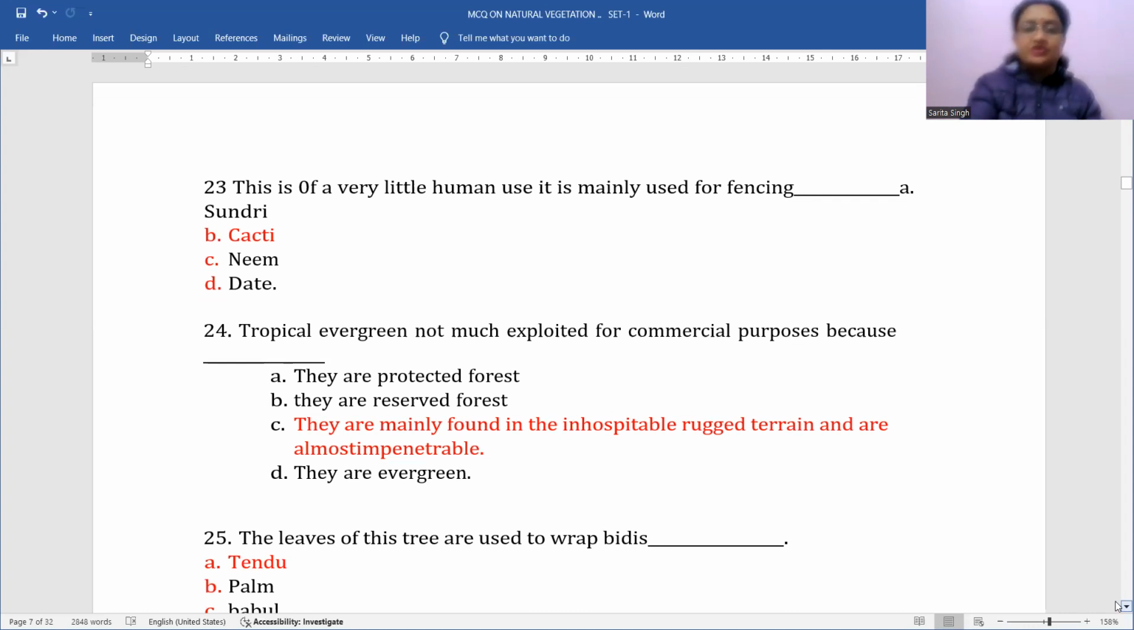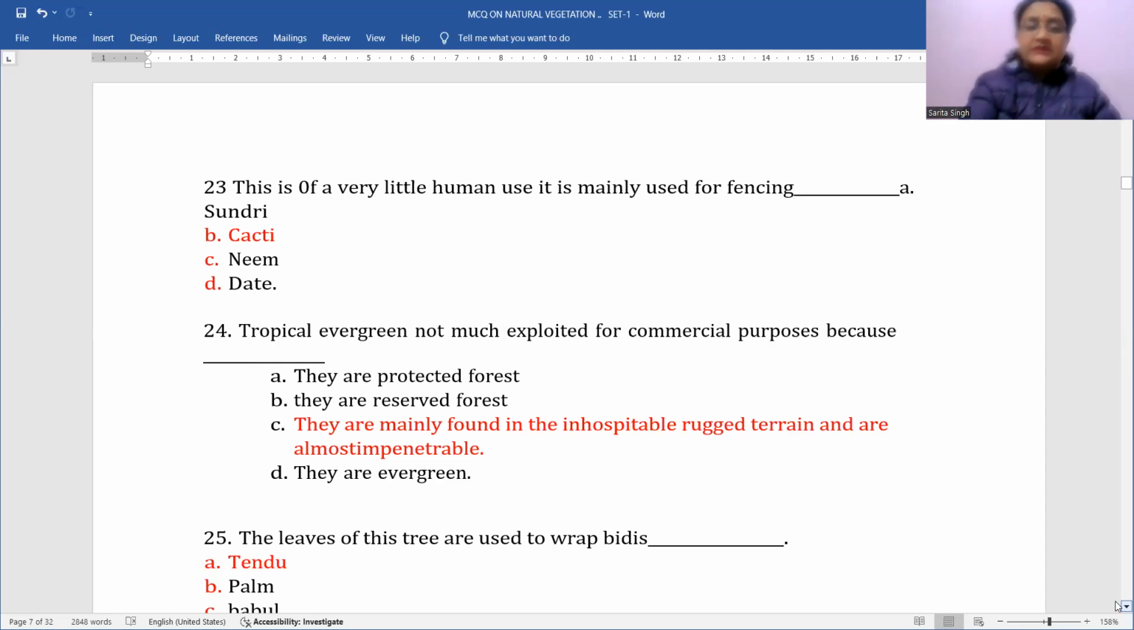Next question है बच्चों, tropical evergreen not much exploited for commercial purposes because number 1 is they are protected forest, number 2 they are reserved forest, number 3 they are mainly found in the inhospitable rugged terrains and are almost impenetrable, right? And number 4 is they are evergreen. So इसमें से जो सबसे appropriate answer लग रहा है बच्चों, that is C.